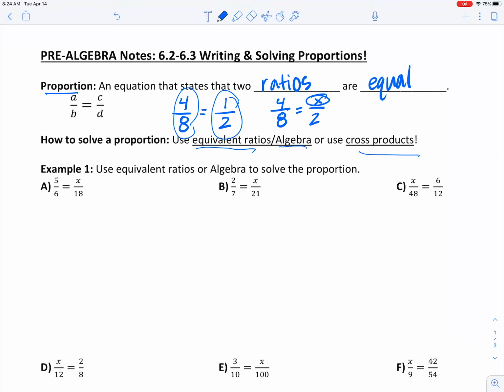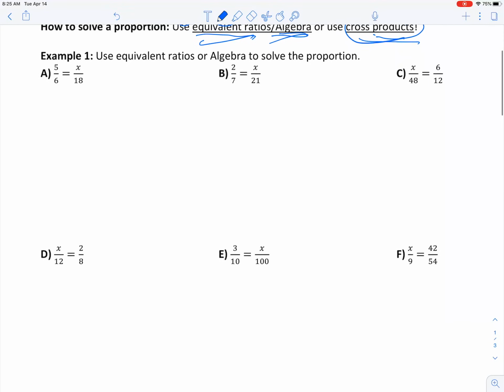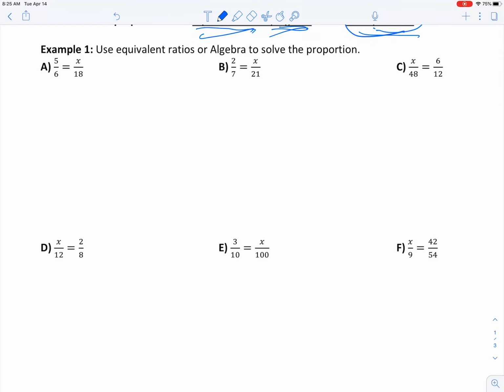I will show you all 3 options today so that you can use your best judgment and choose whichever method you like. I will tell you right now that I think cross products is a really great strategy that always works, but there are sometimes helpful uses for the other 2 as well. Okay, so let's actually get into it.